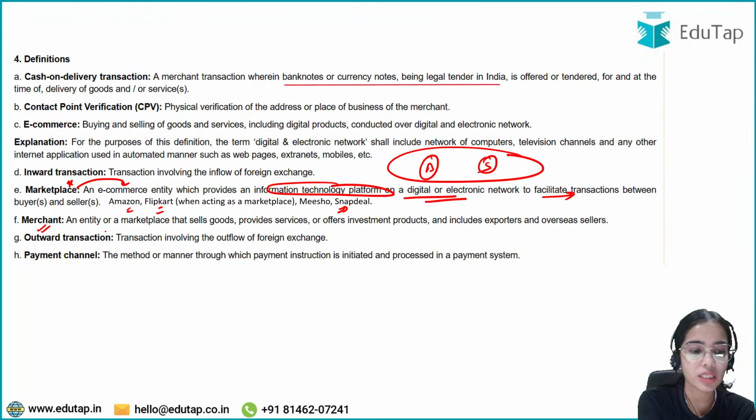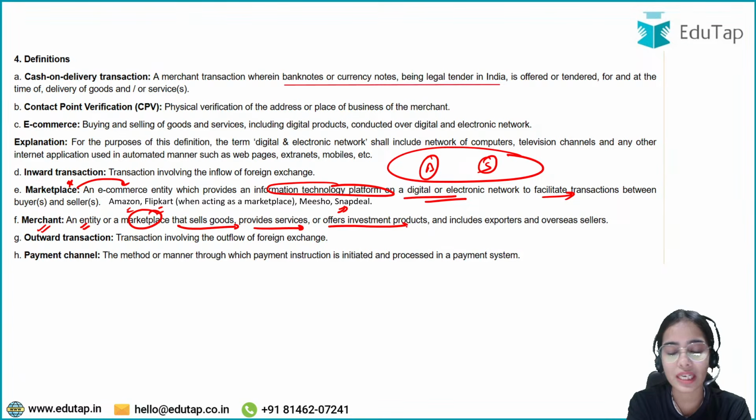Now merchant is the entity or a marketplace that sells goods, provides services or offers investment products, and includes exporters and overseas sellers also. Okay, so the exporters from our country that are exporting, or the overseas sellers. So all of this comes under the merchant.